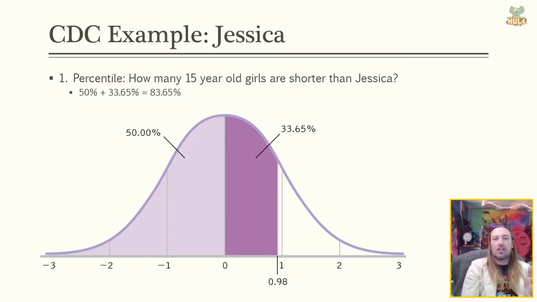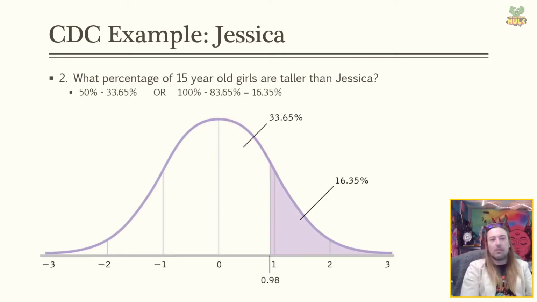Well, because that's a positive z-score, we also know that there's all that space below 0, right? The other half of the distribution, so the other 50%. So when we think about percentiles here, we would say that Jessica is in roughly the 84th percentile, right? 83.65% of the population falls at or below Jessica's height. Well, if 83.65% are the same height or shorter than Jessica, how many are taller? Well, that's easy, right? We can just do 100 minus that 83.65.